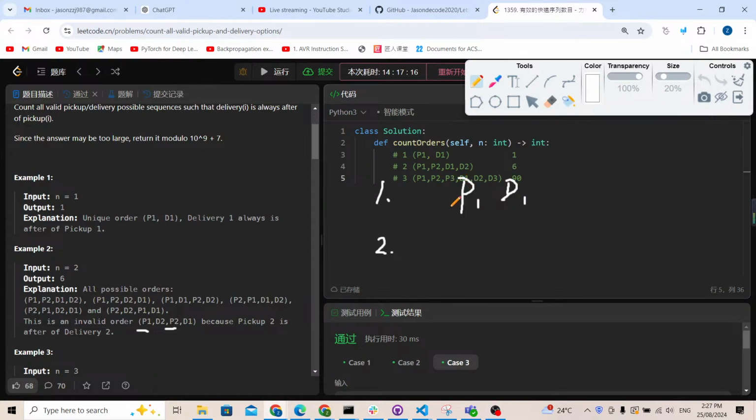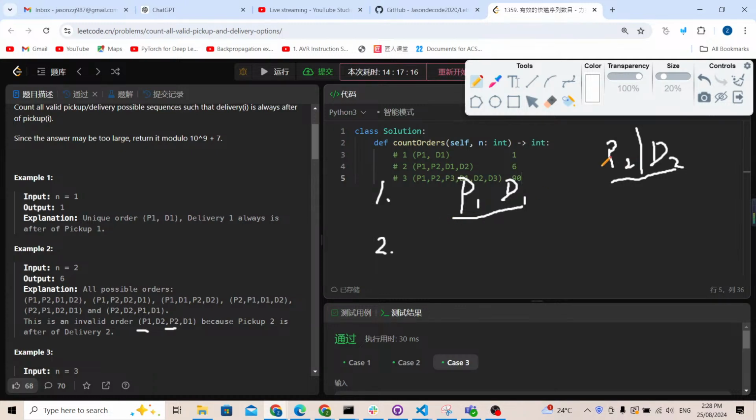But where should we put it? We put it together, because P1 and D1 are together. Next we put P2 and D2, and there is a sequence for P2 and D2, which means D2 is always after P2. We can put P2 and D2 together, or we can separate them, but D2 is always after P2. For P1 and D1 it is independent, but D2 must be after P2. With this basic idea, we can solve the problem.